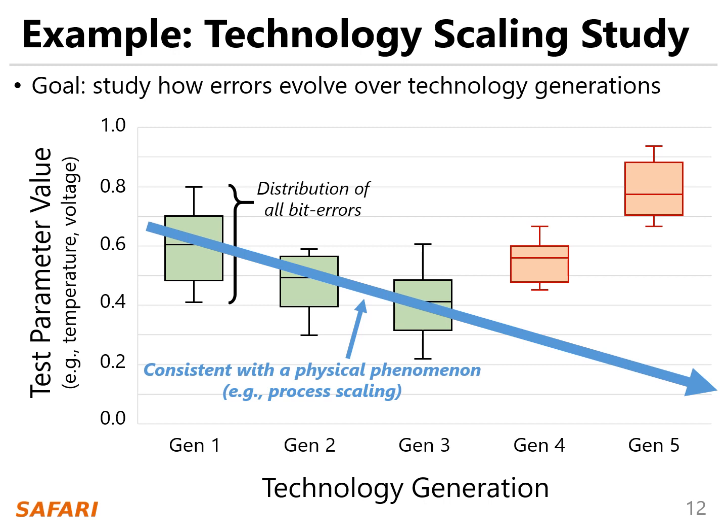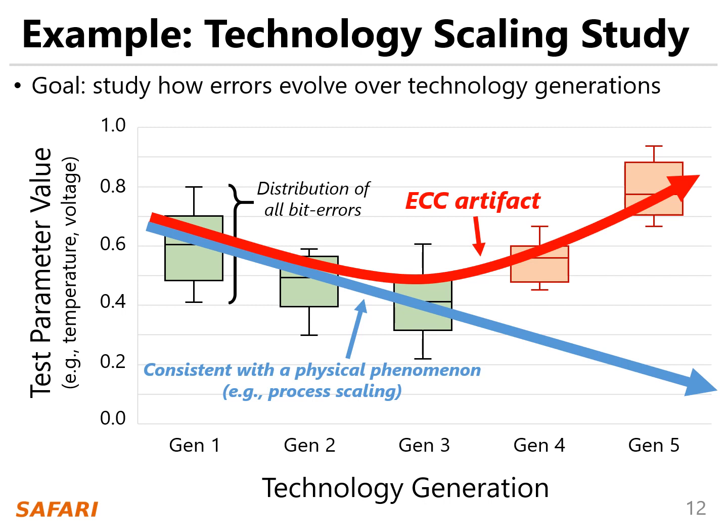And this is rather confusing because the DRAM technology itself should follow the physical error mechanism that governs it. And so it turns out that in this example, this divergent trend is an artifact of error correction. And this is because we're looking at post-ECC error distributions.